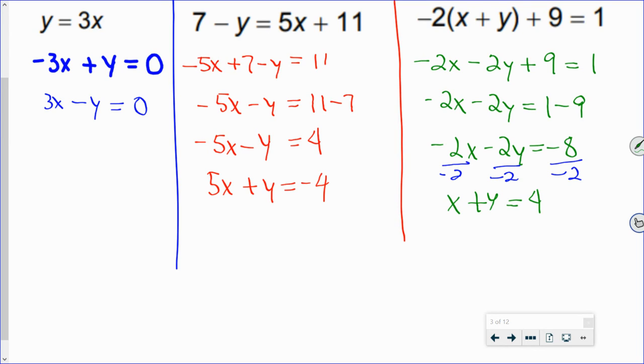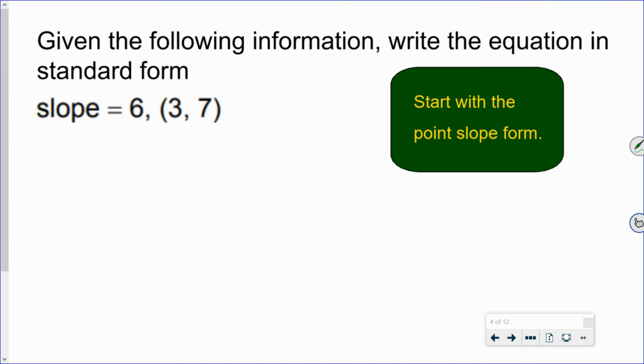Okay, so let's move on. We put them in standard form. So let's look at another question. Check this out. It says, given this information, we want to write the equation in standard form. I have slope and I have a point. And the point is 3, 7, okay? Now notice, the wording tells me kind of what to do.